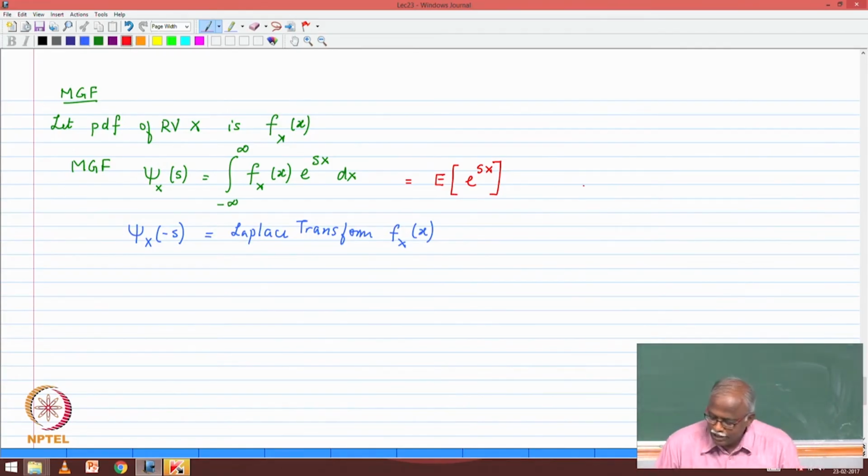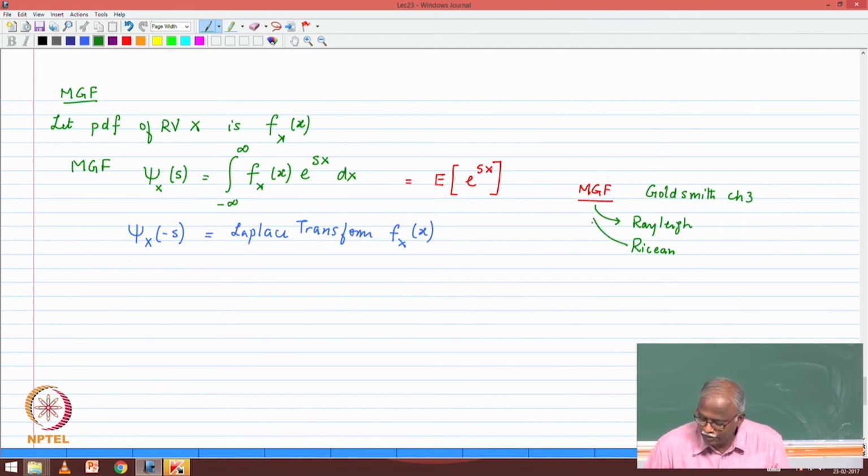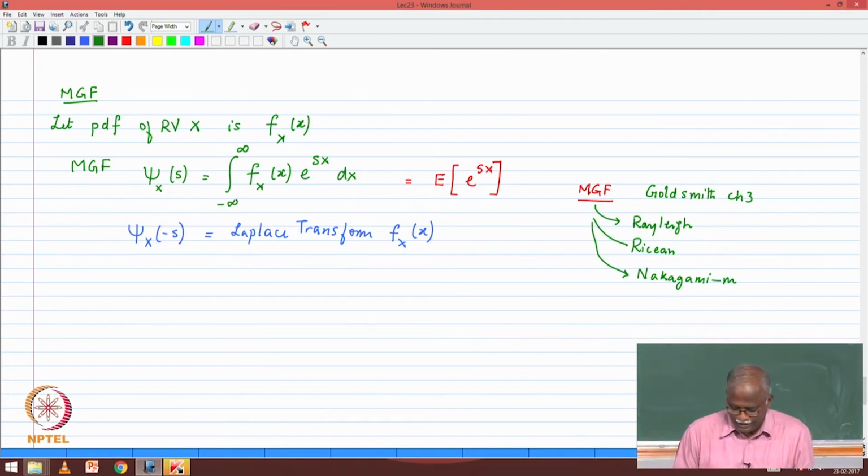The good thing is that the moment generating functions have already been computed for the PDFs that we will encounter. So I would encourage you, that's why I have given Andrea Goldsmith's book as a reference, Goldsmith chapter 3, where you can find the moment generating functions of the Rayleigh distribution. You can also find it for the Ricean distribution, which is a little bit tricky, and for the Nakagami-m. So it turns out that the distributions we are interested in are already characterized for us in terms of the moment generating functions.